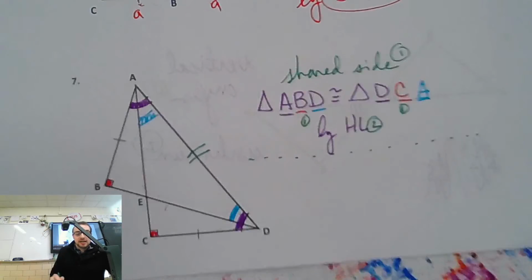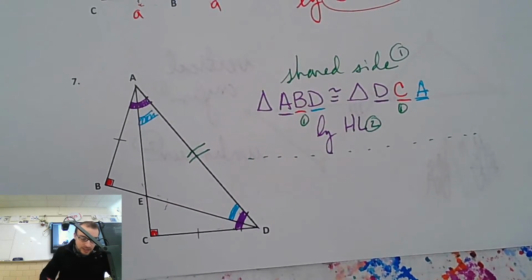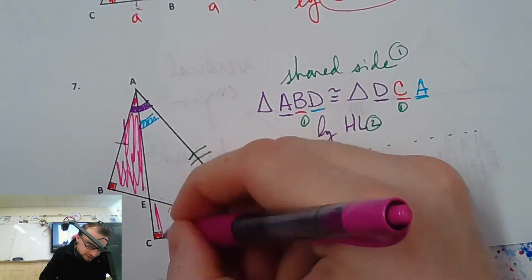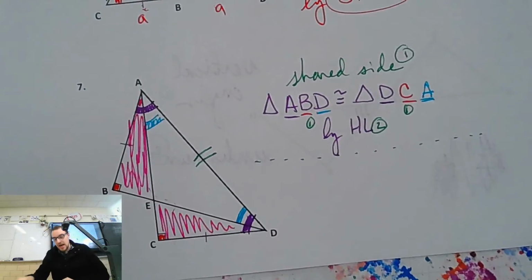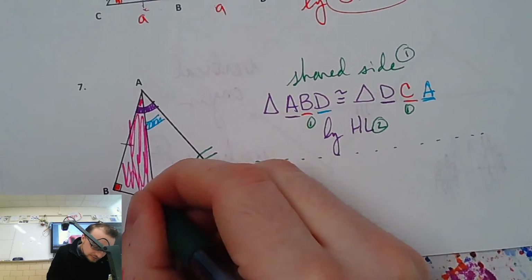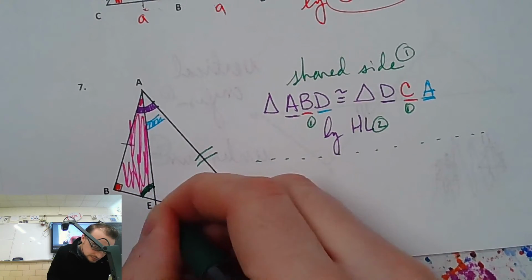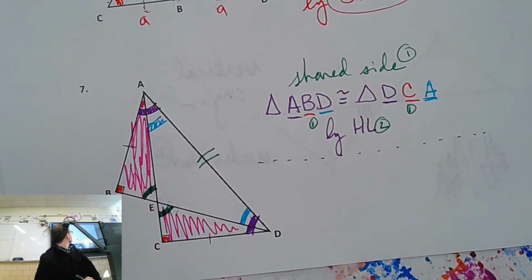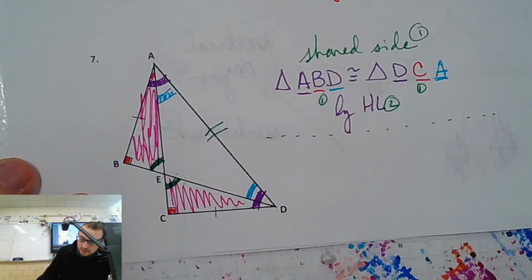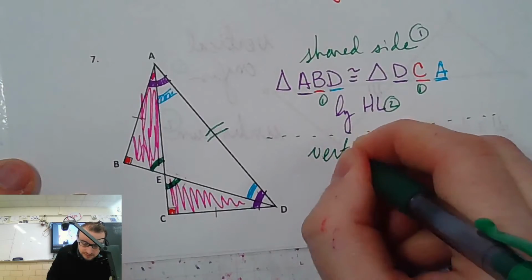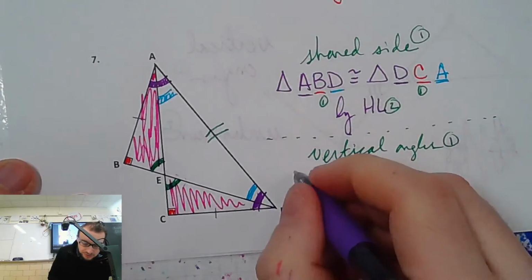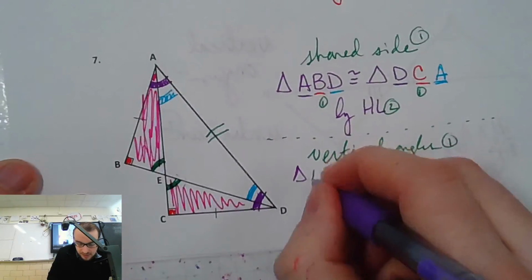There's another set of triangles we can prove congruent. This triangle right here will end up being congruent to this triangle down here. And the reason we know that is because we have vertical angles here. Does everybody see the vertical angles there? So now we have angle, angle, side. So I'm going to write vertical angles. And then I'm going to write the two triangles are congruent. So the top pink triangle is ABE.